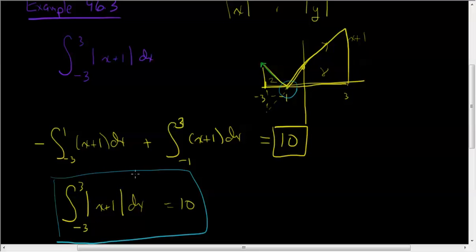This works. You can put the absolute value symbol in your calculator and get it to tell you 10, but only if your function's continuous. So don't skip that step. There's thinking involved instead of just plugging in numbers.